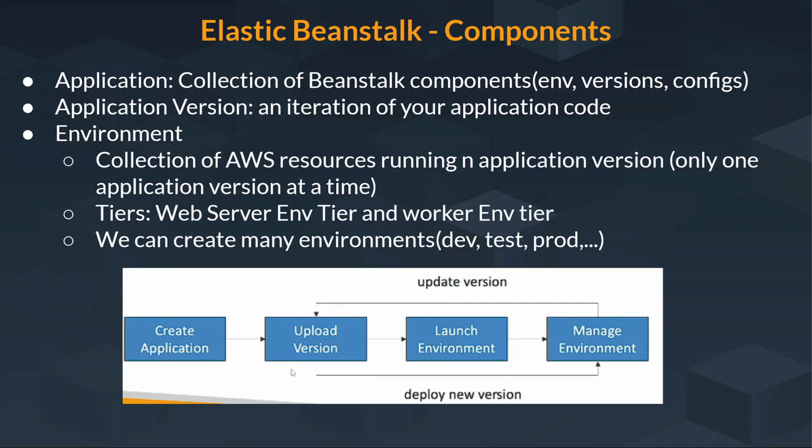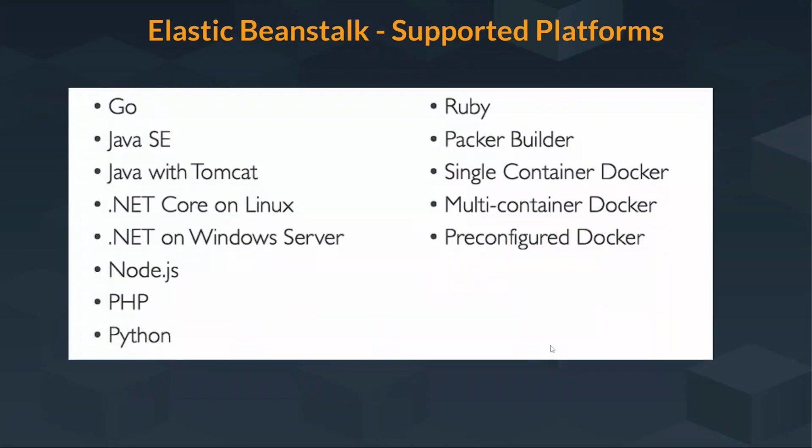Suppose you have created an application, then this is your upload version, you have launched it, and then you can manage it. If you are updating any version, then version control will be done. That updated version will be uploaded here, and then it goes in a cycle, and it will deploy your new version through here. So this is the arrow that is done.